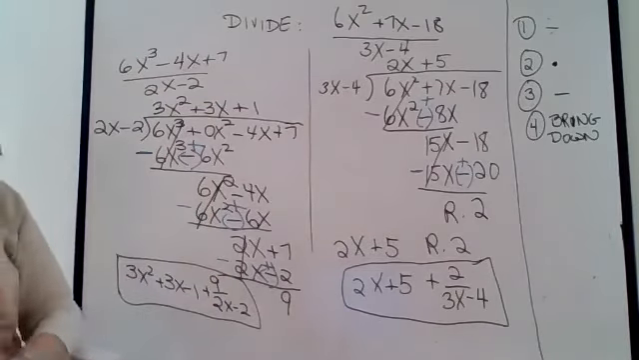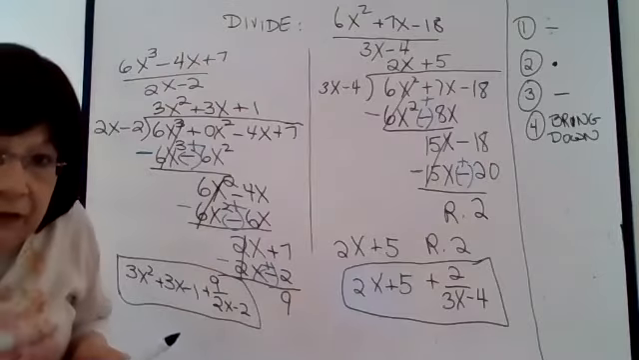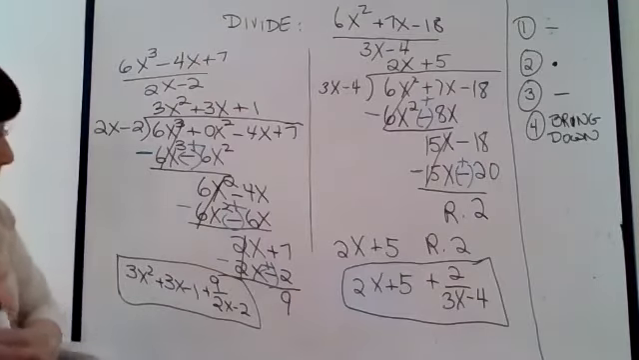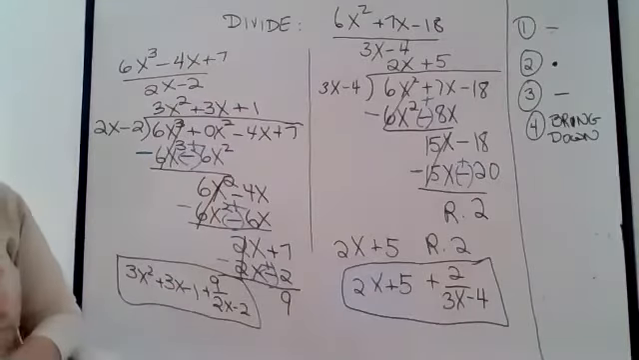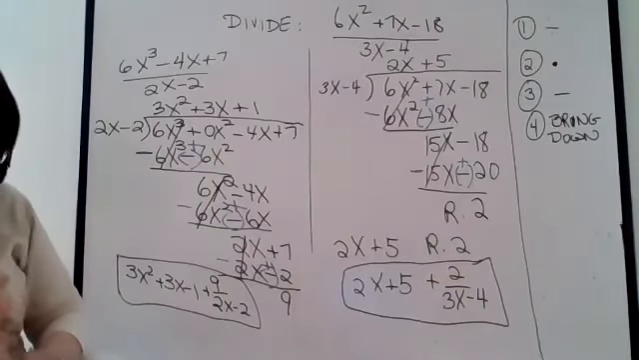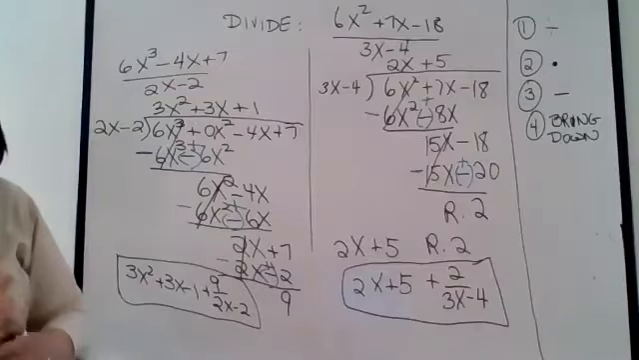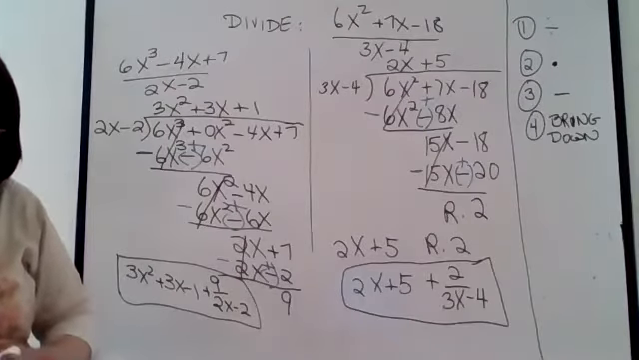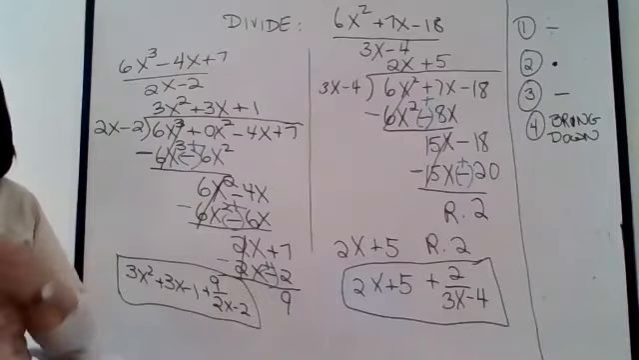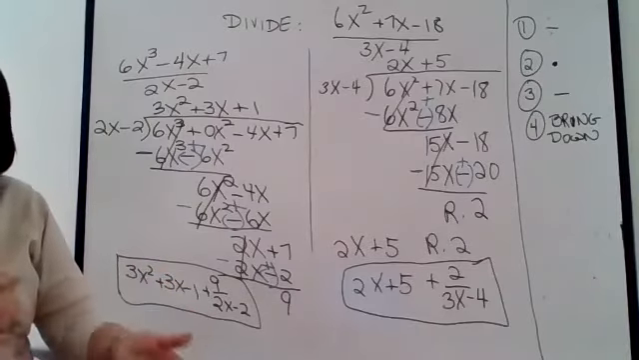So if we get 3x squared plus 3x minus 1, we could say remainder 9, or we have to write 9 over the divisor. You have to understand, it depends on how the question is worded. If it's an open-ended question, you could do it either way.